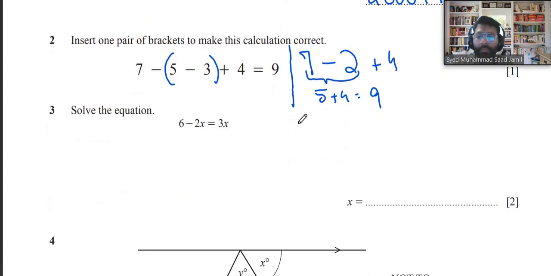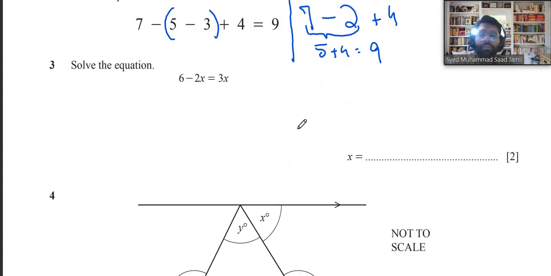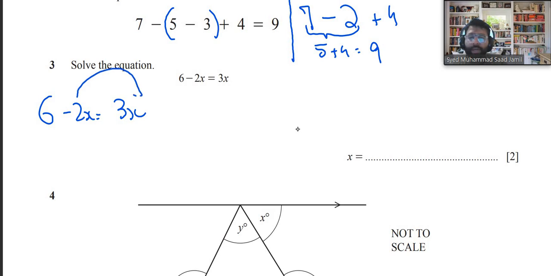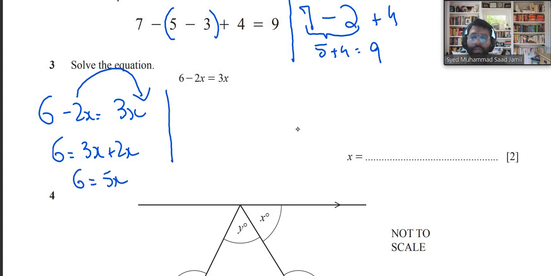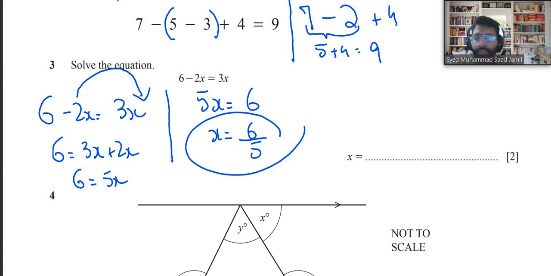Okay. Moving on to the next question, it says solve the equation. So this is very easy, guys. 6 minus 2x is equals to 3x. We will shift minus 2x over there. 6 is equals to 3x plus 2x. 6 is equals to 5x. So you can write it down like this. 5x is equals to 6. X is equals to 6 divided by 5. And that is going to be your answer.